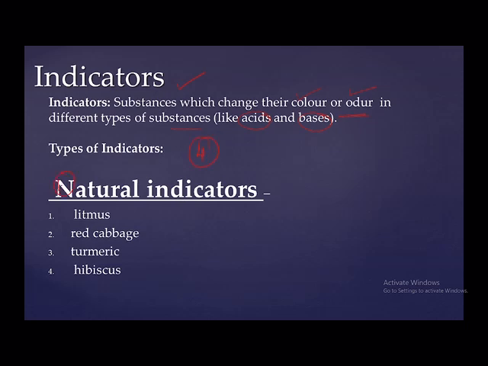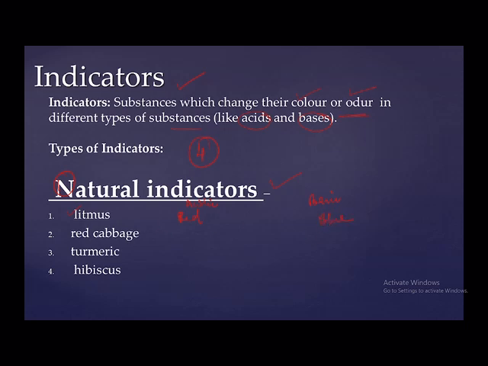In that, the first type of indicator is the natural indicator. Natural indicator comprises the litmus. Litmus is red in the acidic medium. I'll write acidic and basic media over here. Litmus is generally red in case of acid and it is blue in case of base.